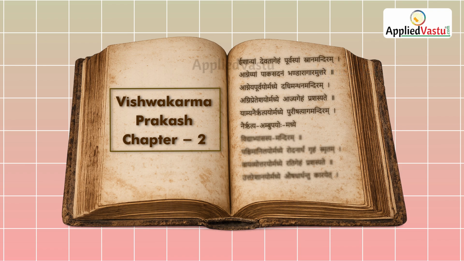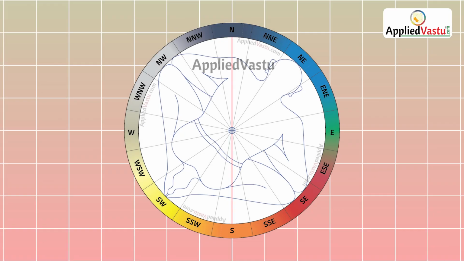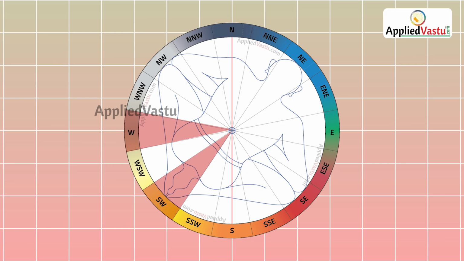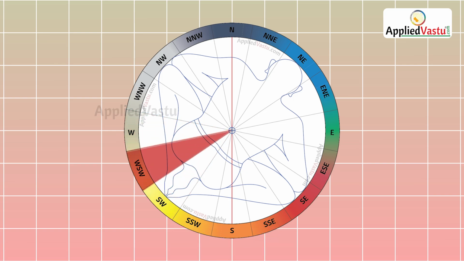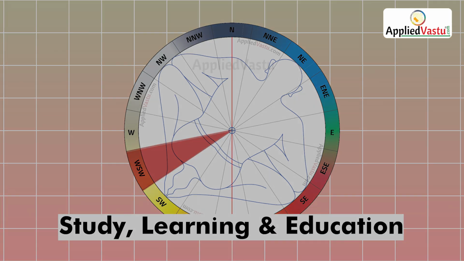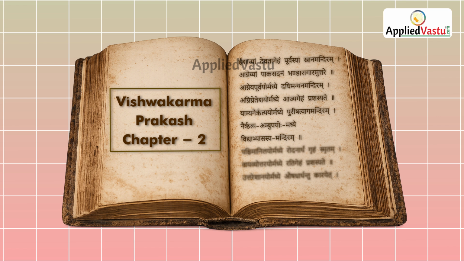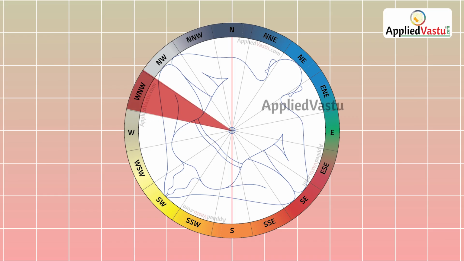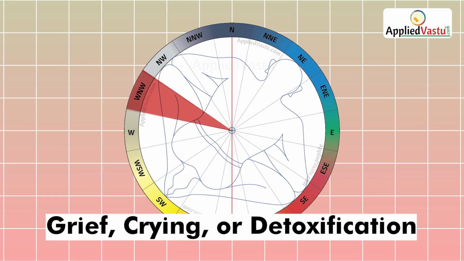नैऋत्य अंबुपायो मध्ये विद्याभासस्य मंदिरम. Here, Nairitya refers to the southwest direction, while Ambupaya refers to the west direction. According to this shloka, the zone between these two directions is called west of southwest and is considered suitable for study, learning, and educational activities. Now the next line says, पश्चिमा अनिल योर मध्ये रोर्धनार्थम गृहम स्मिथम. According to this shloka, the zone between west and northwest directions, which is called west of northwest, is traditionally associated with grief, crying, or detoxification.